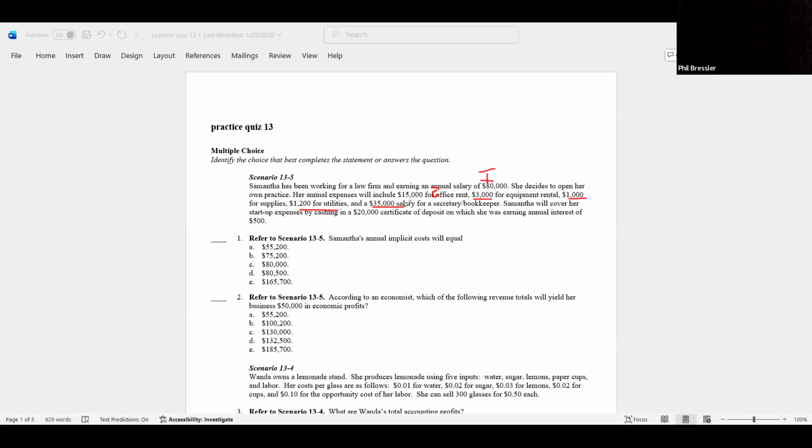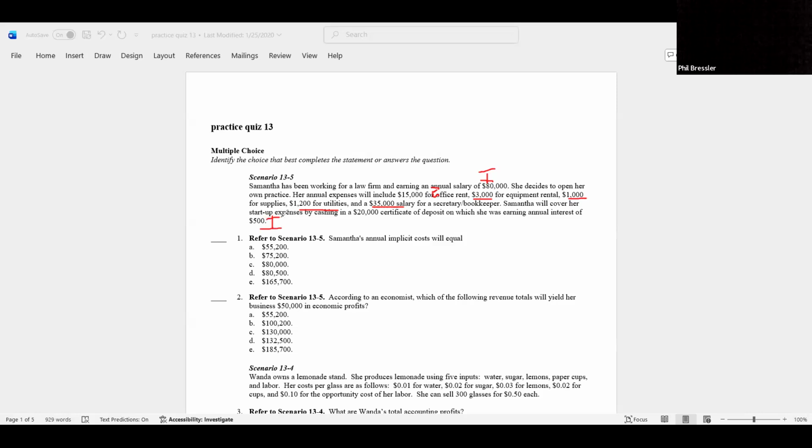And Samantha will cover her startup expenses by cashing in a $20,000 certificate. Okay, that's not a cost in which she was earning. And so she's now not earning that 500 interest she used to earn. That's implicit.